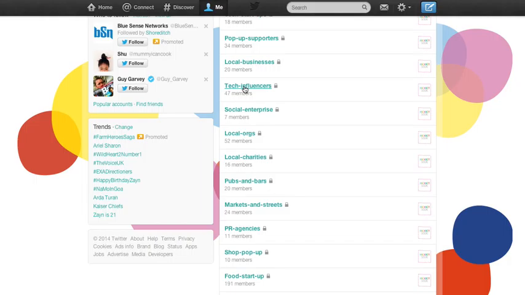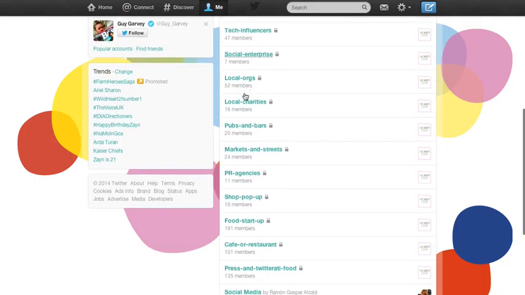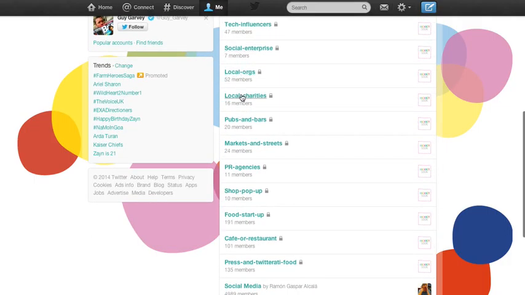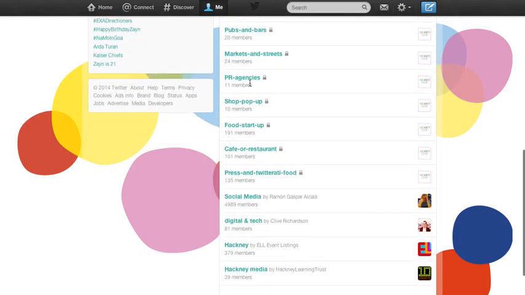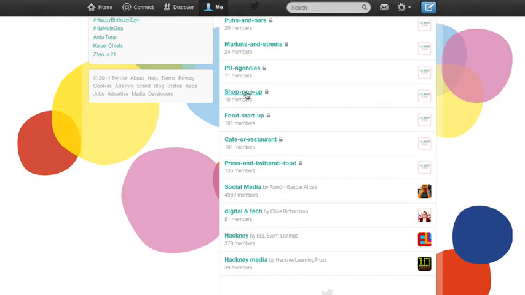are useful for more of our social media side of things, interesting social enterprises that we like, local organisations, local charities, again potential customers, but split into different groups, so pubs and bars, markets and streets, so food markets and streets where they have lots of food startups, shop pop-ups, food startups, cafes or restaurants, so they're all potential customers, we think. And then we're also following other PR agencies that might be interesting, press and influential tweeters as well.